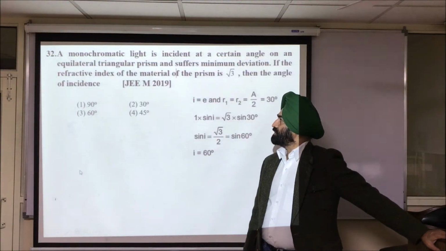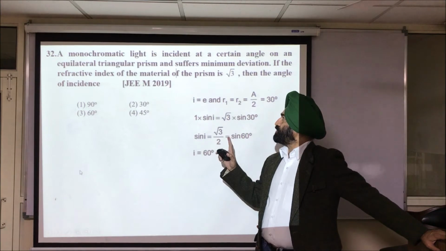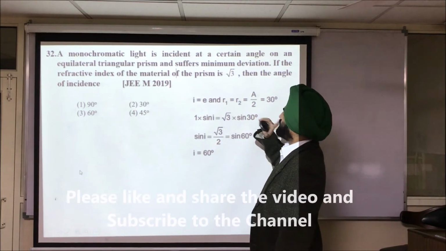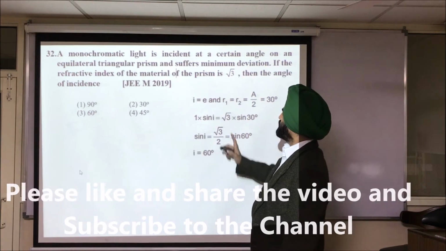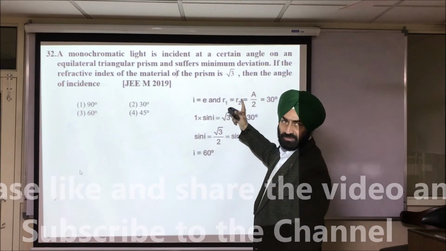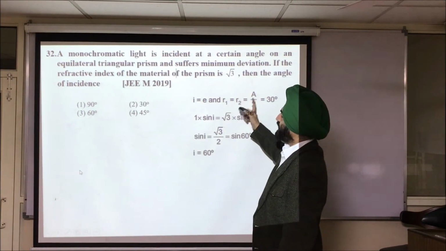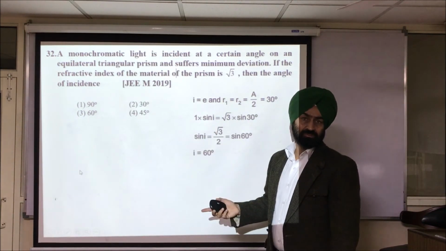Let's move to a question. A monochromatic light is incident on an equilateral prism at certain angle of incidence, and it suffers minimum deviation. Index of the prism is √3, then angle of incidence is. Easy question.